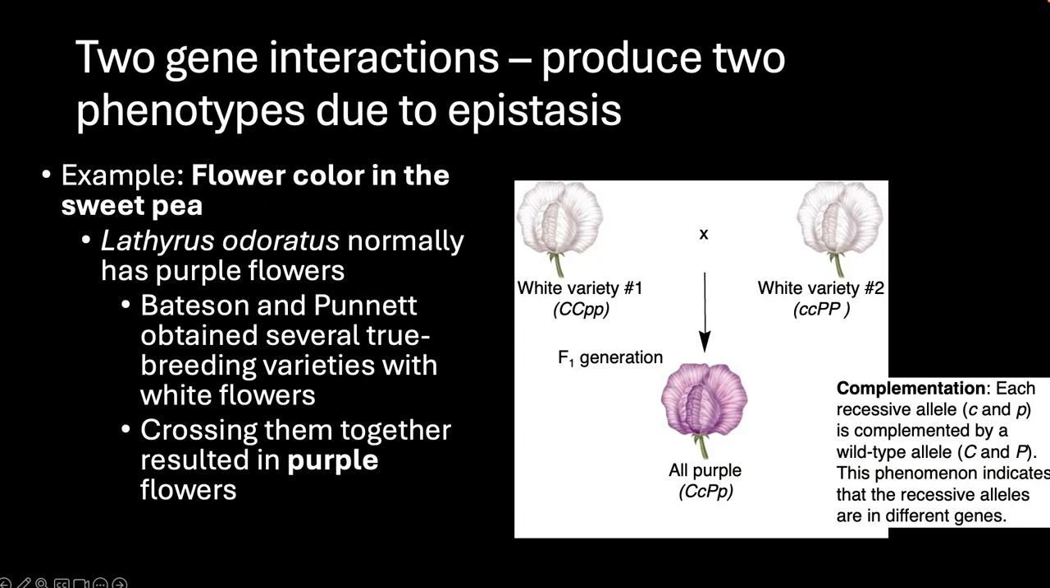Often, the best way to understand what we are exploring here is to look at an example. Here is an example of two true breeding white parents. When crossed to form a dihybrid, the offspring are all purple. This is what is known as a complementation interaction, where the wild type allele of both genes is needed to produce the purple phenotype.